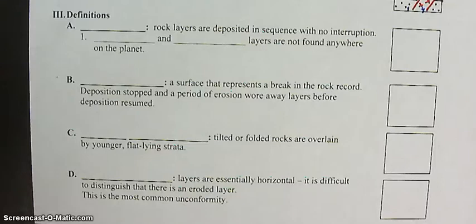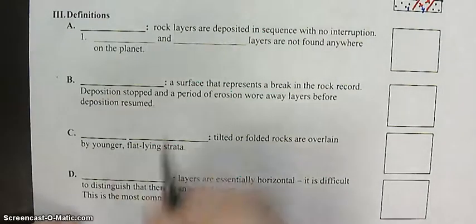Alright guys, we're going to go over some definitions here. These are terms that you use to describe what you're seeing. The principles that we talked about help you decode things. The definitions are for explaining what you're actually seeing. Now the first definition is conformable.